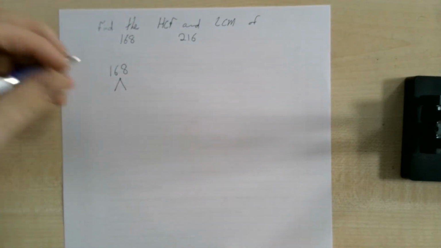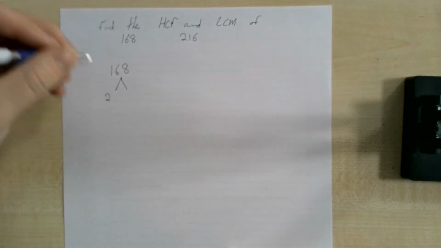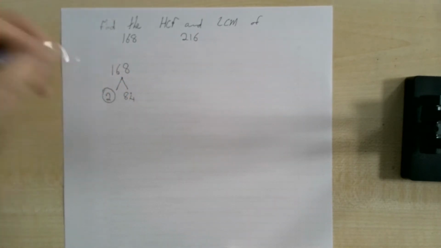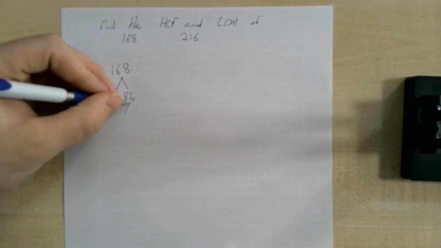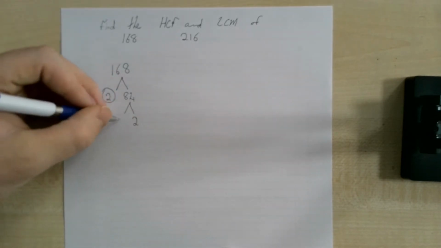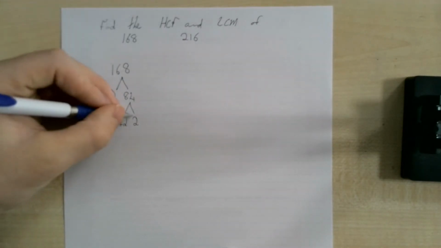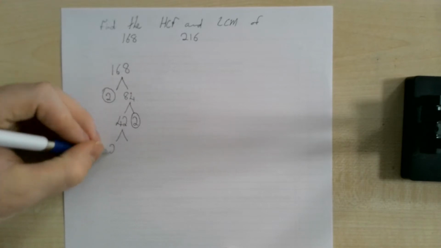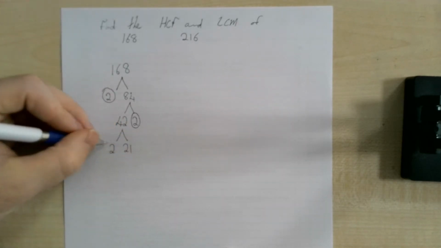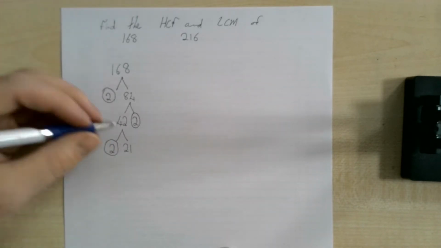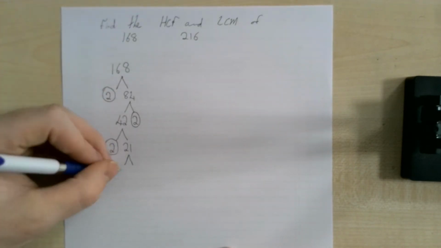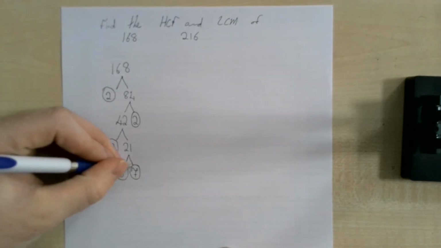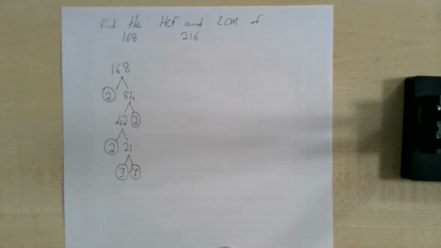its prime factors. The first thing I'll do is divide by 2, the smallest prime number. So we get 84, circle the prime number. 84 can be divided by 2 and 42, circle the prime number. 42 can be divided by 2 and 21, circle the prime number. 21 can be divided by 3 and 7, circle the prime numbers. There's nothing else to factorise, so we're finished with that one.